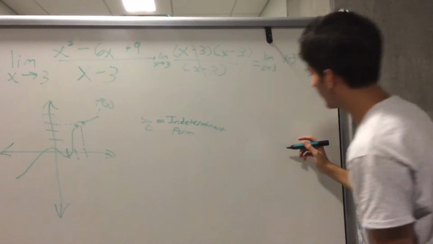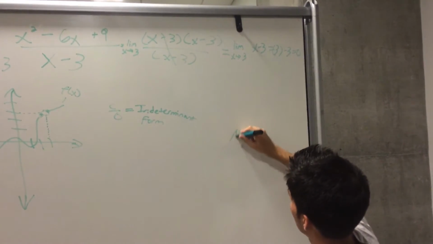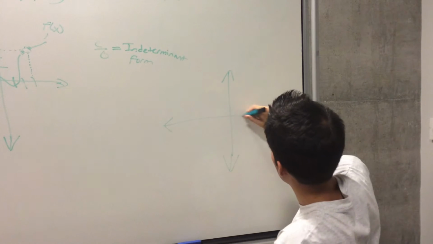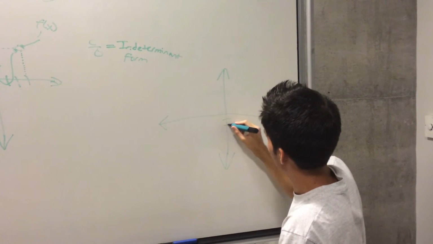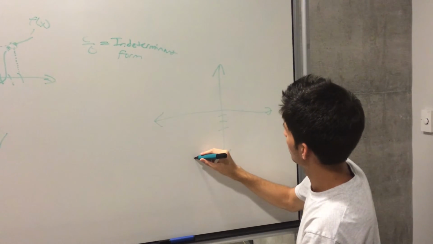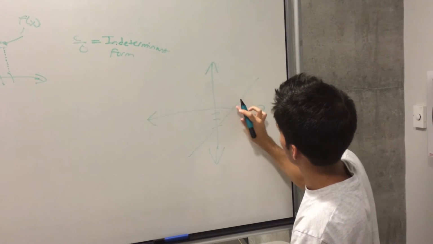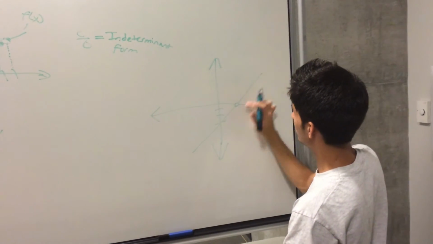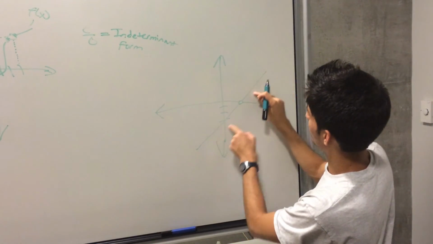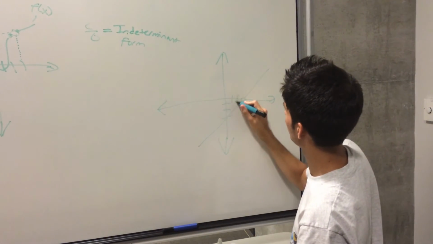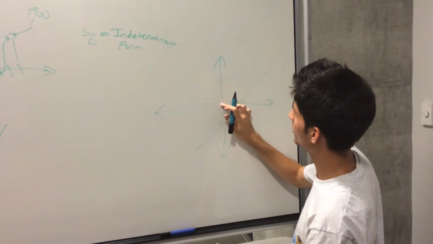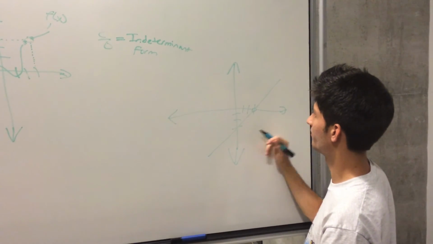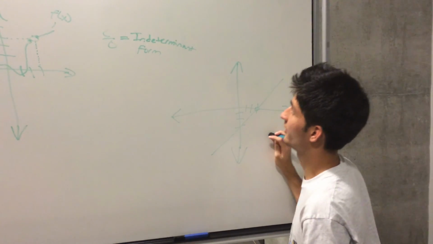What would that look like on a graph? There'd be a removable point of discontinuity right there. So here's our function. As x approaches 3, our y value, or our f of x, or our limit is going to be 0. And that's basically it. Thanks.